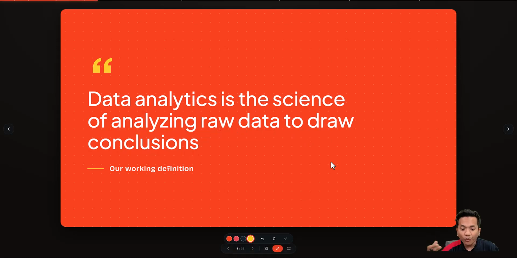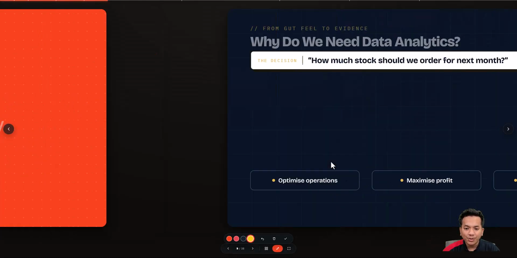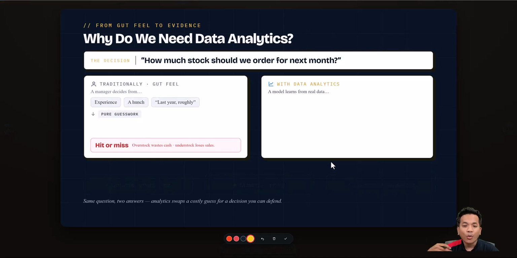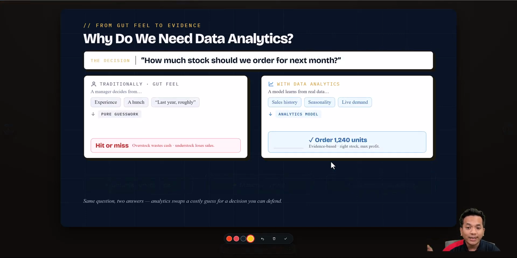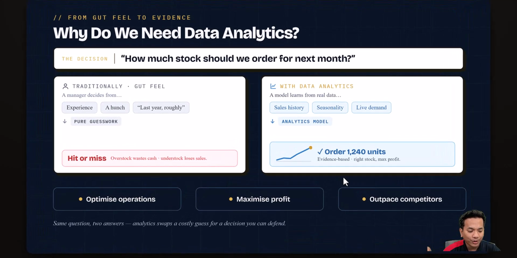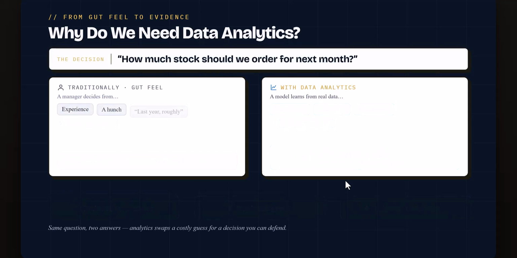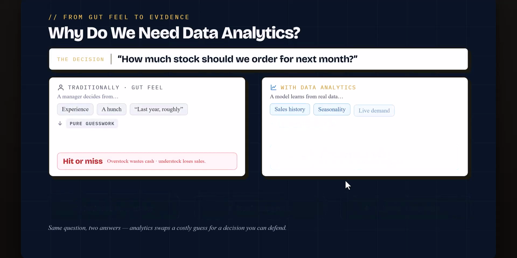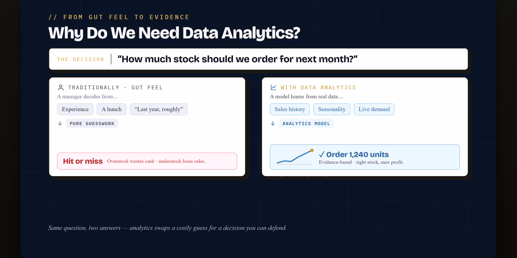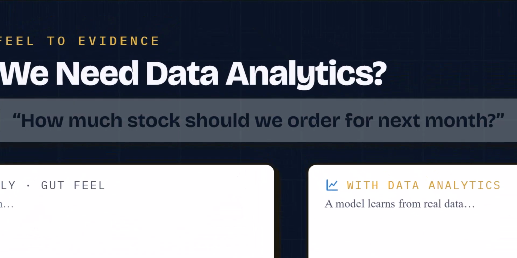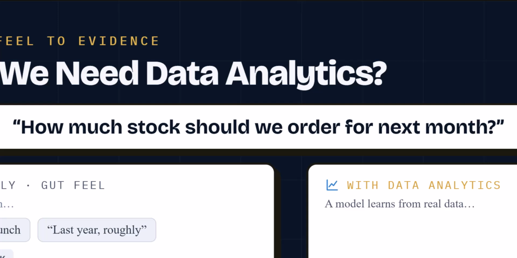Now, moving forward, let me ask you a very important question. The important question is, why do you think we need data analytics? This is a very important question. Now, to understand why this is so critical, let's look at this scenario that plays out in business every single day. Look at this question: how much stock should we order for the next month?